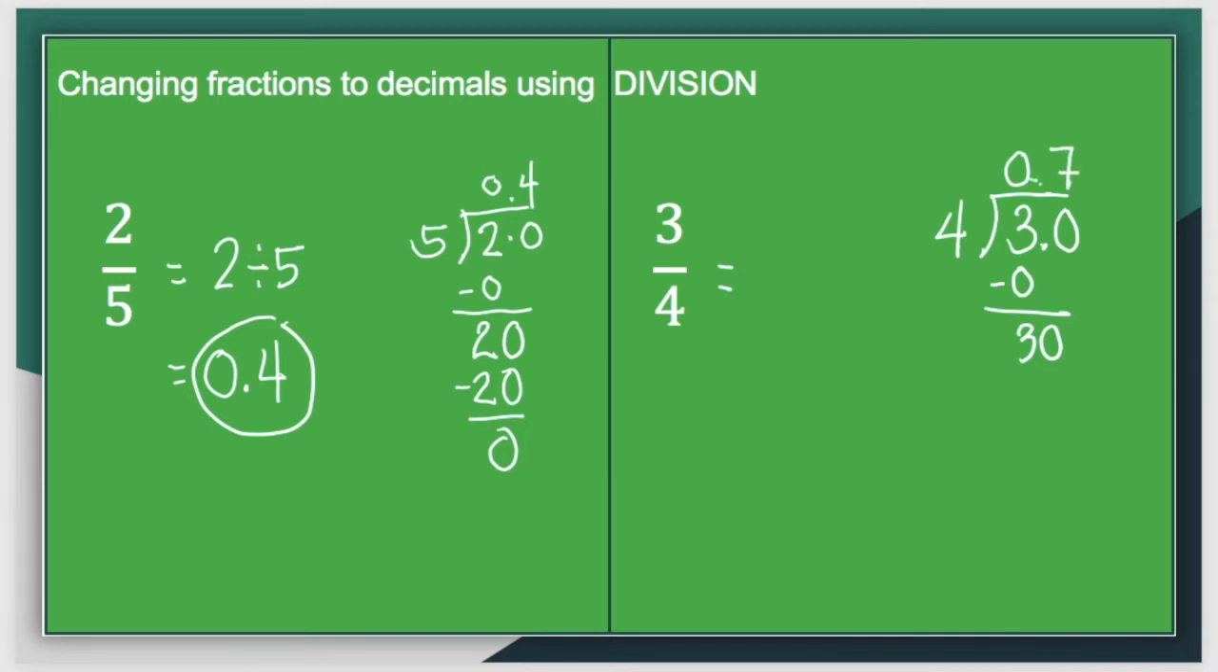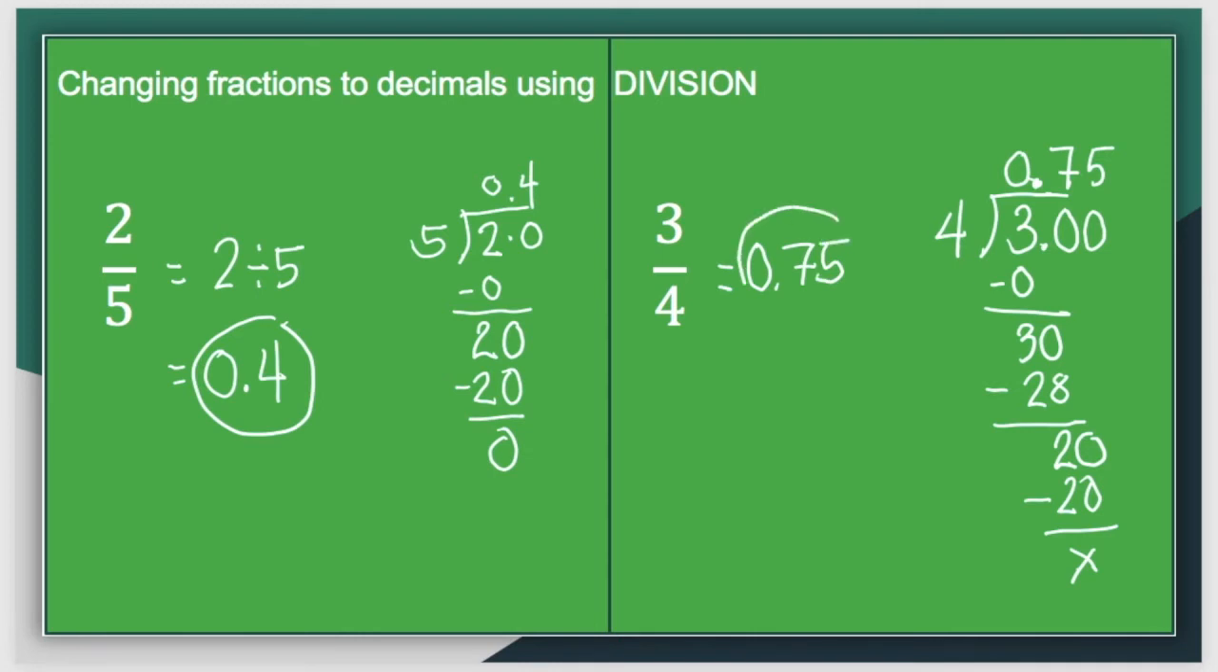Take note that we are dividing decimals, so don't forget to write the decimal point directly above the decimal point in the dividend. 7 times 4 is 28, and we'll get a remainder of 2. Let's add one more 0 and rename our remainder. So 20 divided by 4 is 5. 5 times 4 is 20, and now we got 0. So 3/4 is the same as 0.75, or 75 hundredths.